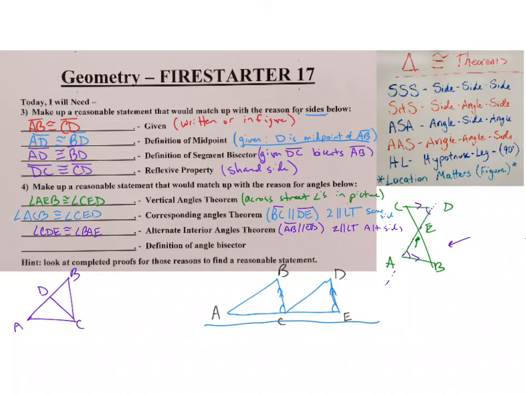Angle bisector. When might I see angle bisector? Maybe something like this. I'm just making up an example real quick. In the given, I would have to see this: given AC bisects. I would have to see the word bisects, but this time I'd see an angle, let's say BAD. If I saw that, then I would have a really good reason to say angle BAC is congruent to angle DAC.